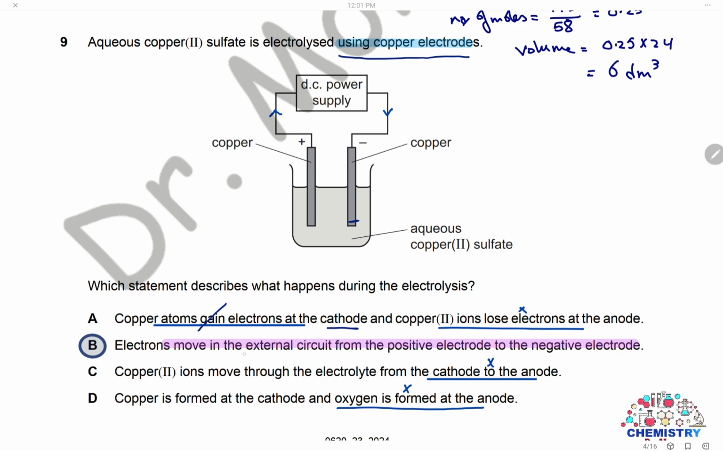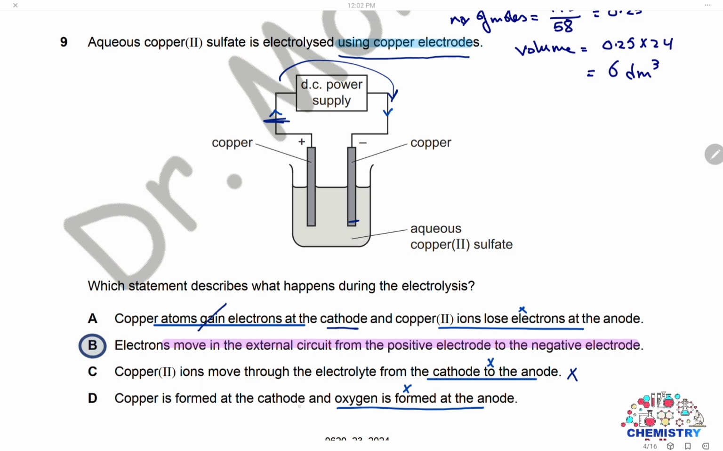B, electrons move in the external circuit from the positive electrode to the negative electrode. As we can see in the external circuit through the wire, the electrons move from the positive electrode to the negative electrode, so statement B is correct. C, copper ions move through the electrolyte from the cathode to the anode. This is wrong. The copper 2 ions are positive, so they are moving toward the cathode.